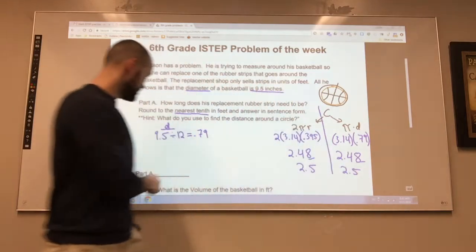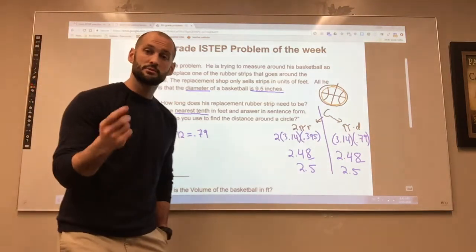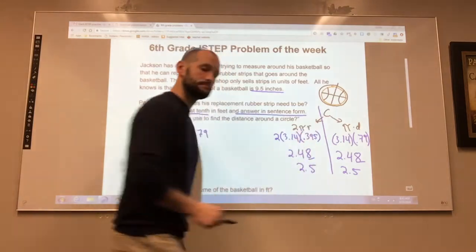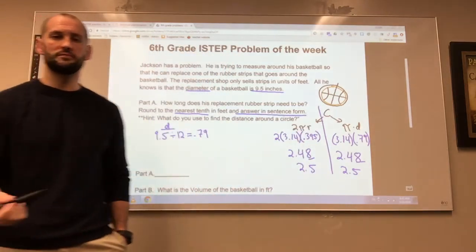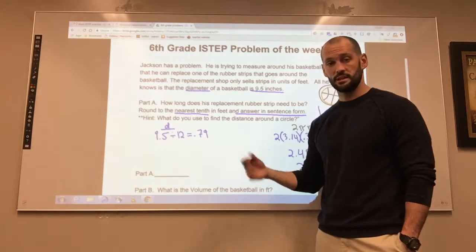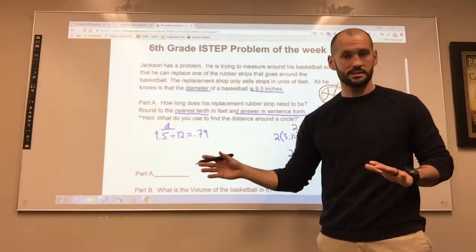But if you just write 2.5 feet, you're wrong again, because what else did it ask? In sentence form. So what did this 2.5 represent? It represented the rubber section we have to replace in the basketball. So that's essentially all you have to say.